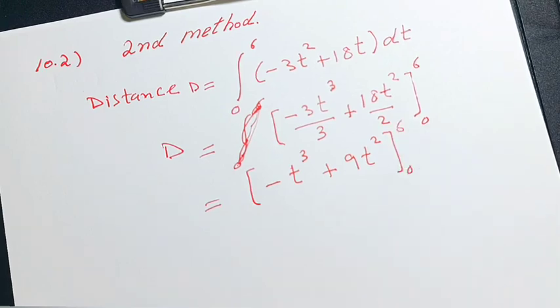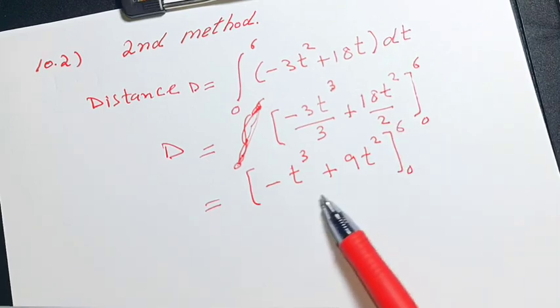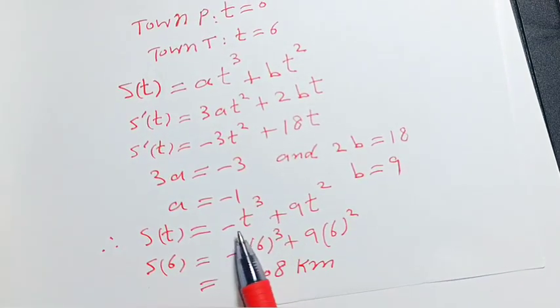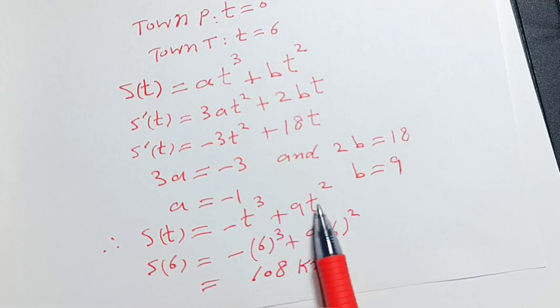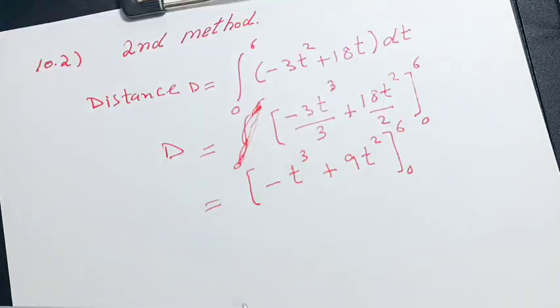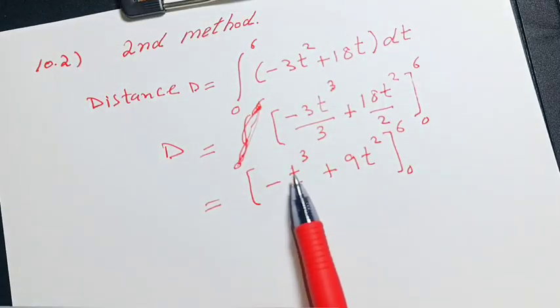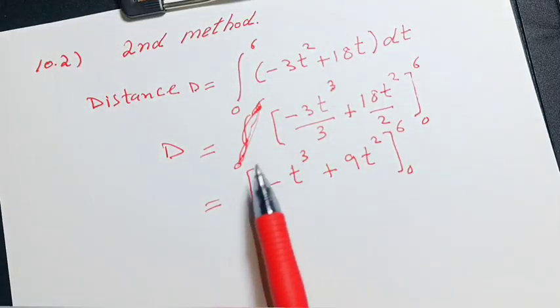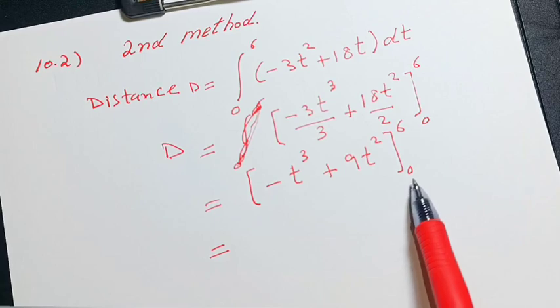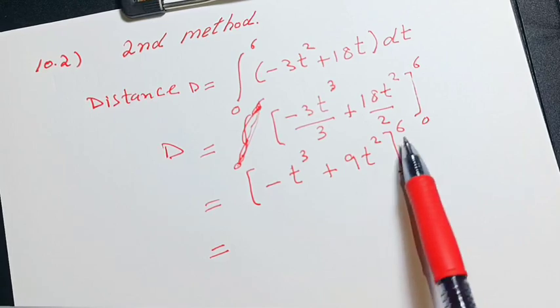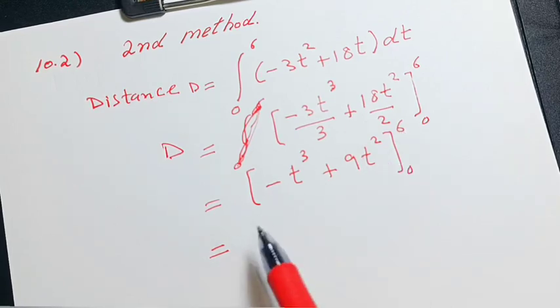From 0 till 6. Can you see? We come back to the original function, and same thing, we found the equation earlier, negative t cube plus 9t square, when we equated the coefficients. And here same thing, negative t cube plus 9t square, with the integration. Now it's very easy from here, we're gonna substitute 6 into this function.